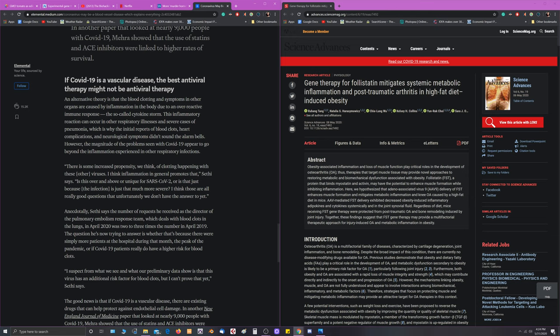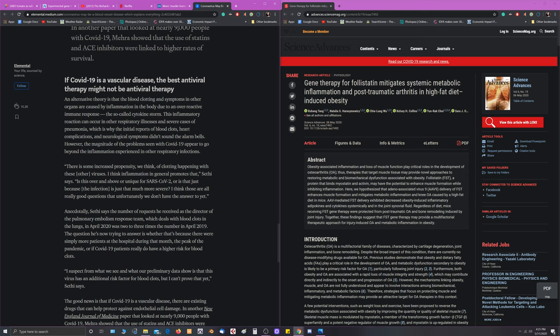So anyway, if COVID-19 is a vascular disease, the best antiviral therapy might not be antiviral therapy. An alternative theory is that the blood clotting and symptoms in other organs are caused by inflammation in the body due to an overreactive immune response, the so-called cytokine storm. The inflammatory reaction can occur in other respiratory illnesses and severe cases of pneumonia, which is why the initial reports of blood clots, heart complications, and neurological symptoms didn't sound the alarm bells. However, the magnitude of the problems seen with COVID-19 appeared to go beyond the inflammation experienced in other respiratory infections.